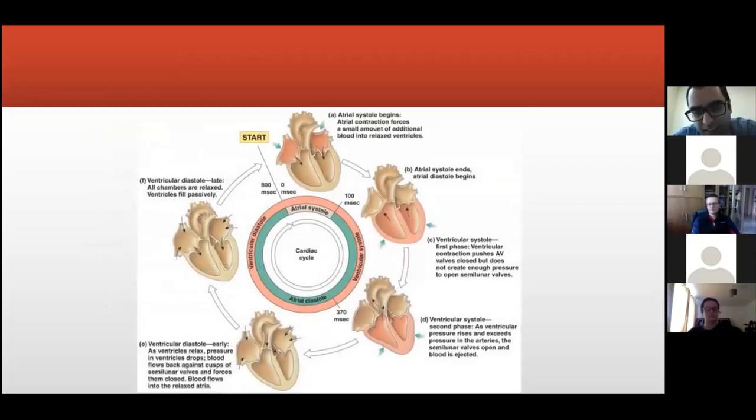This here shows just a very schematic of the cardiac cycle, and it always starts in atrial systole. It takes about 100 milliseconds in all, and during that time the blood is ejected into the ventricles. So phase B, that's reflected here, you get atrial diastole, which begins, and that quickly moves on to ventricular systole, where the blood in the ventricles is ejected into the aorta or the pulmonary artery.